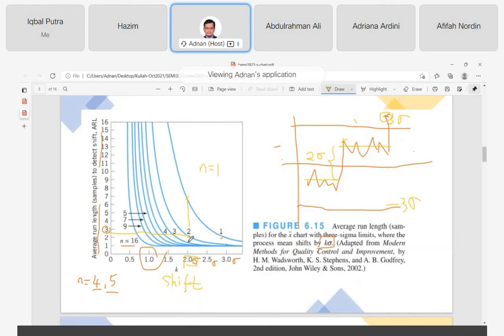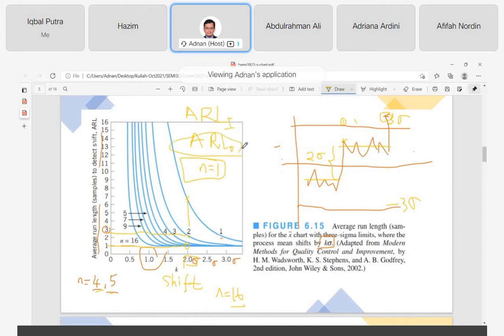But if I take a bigger n, for example n equal to 16, that is a lot, because every sample you take 16. Normally we take only 4 or 5, but now let's say we take 16. You are going to detect immediately. The first time the points are out, we already detect. So n will influence the detection of ARL 1. Same also for ARL 0, there is no issue because the process is stable.